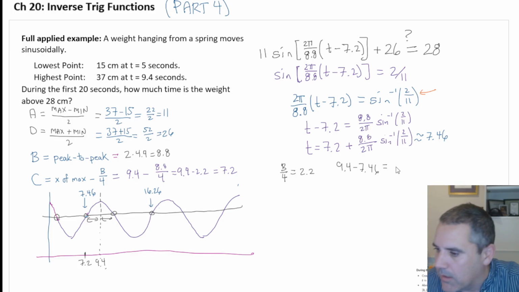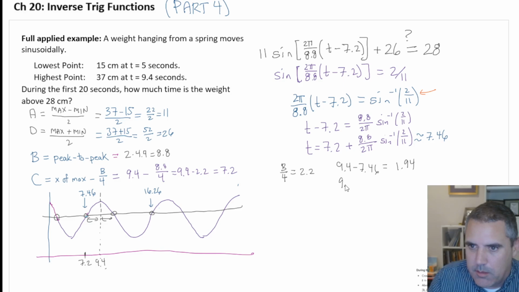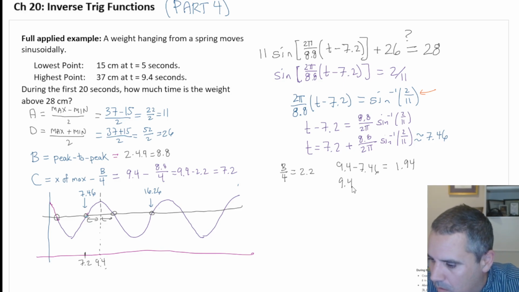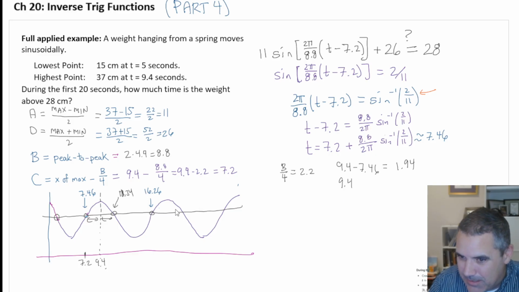Okay, so we're getting 1.94. We're going to add that on to 9.4. Just checking my numbers here. 11.34. And once we know that, we know the rest. We can add 8.8 again. Let me do that quickly.